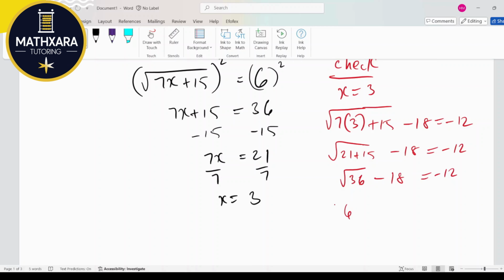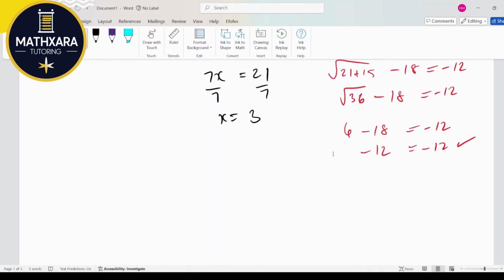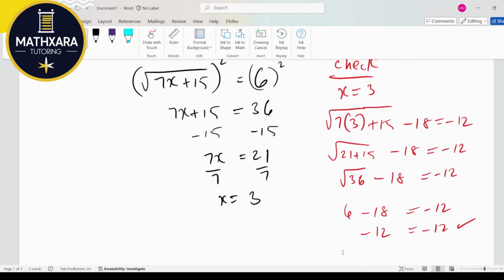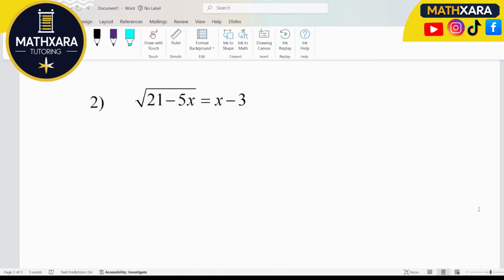Now, we know that the square root of a number is positive or negative, but we're taking the principal root in this case, which is a positive value. And of course, 6 minus 12 is indeed negative 12. So this holds. And that brings us to the end of question 1. Now let's take a look at number 2.